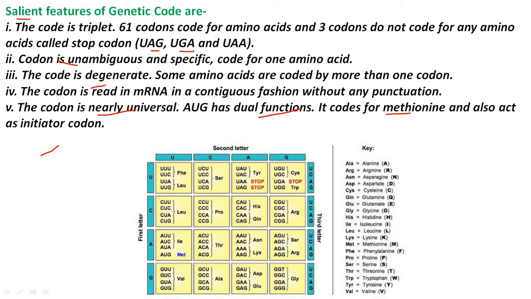Tryptophan is specified only by UGG and methionine only by AUG. All other amino acids are specified by 2 to 6 codons. Example, phenylalanine by 2, UUC and UUU. And arginine by 6, as you can see in this chart: AGA, AGG, CGA, CGC, CGG and CGU.